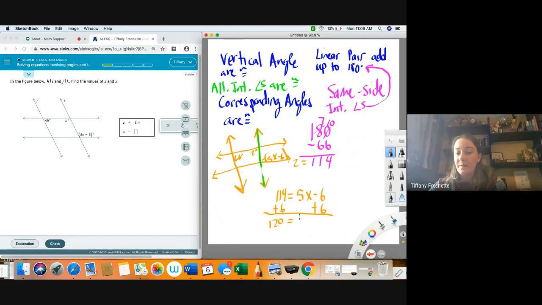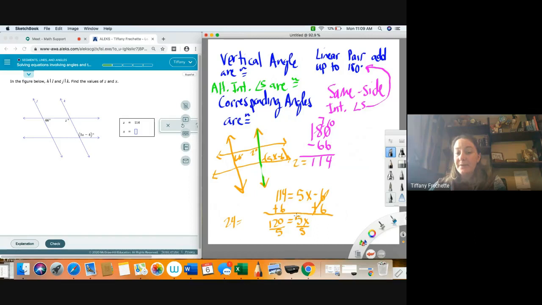And that's going to equal 5x because that just gets dropped down. I didn't do anything with it. Negative 6 plus 6 is 0, which is what we wanted to happen with that. All right, the last step here is to undo the multiplication. 5x means 5 times x. So you undo the multiplication here, and you get 120 divided by 5, which we would have, I believe, 24.